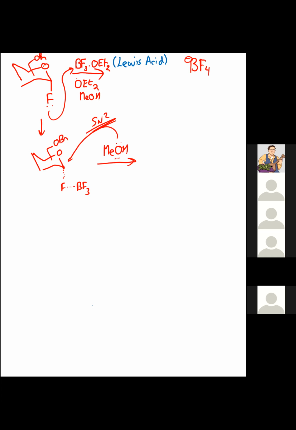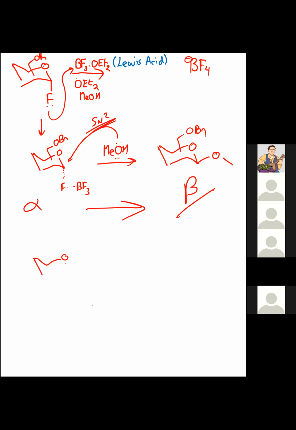And again, the nice thing about the SN2 now, just like we were talking about the mannose, is we have control. Alpha goes to beta. If we made the beta fluoride, and we're going to talk next class and remember what the reagent is.